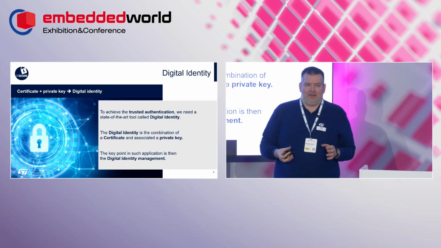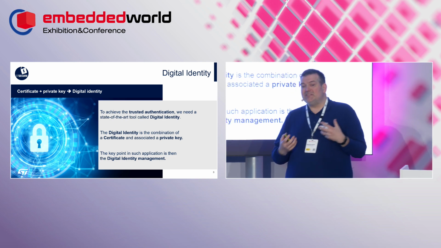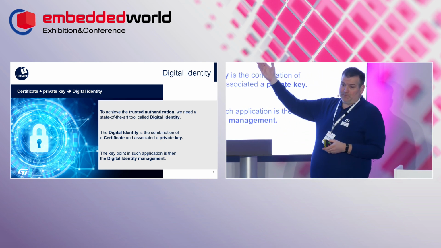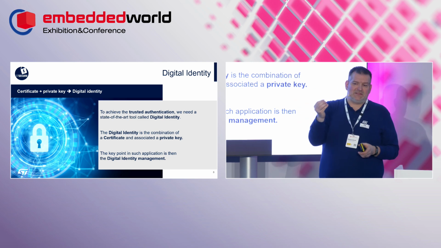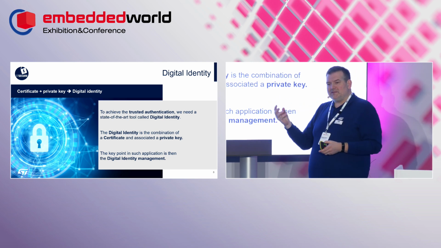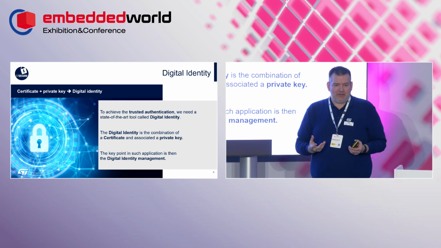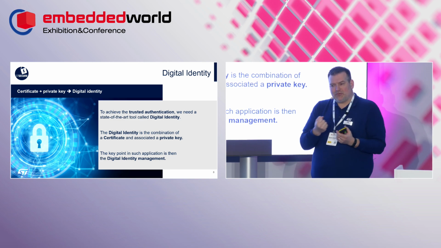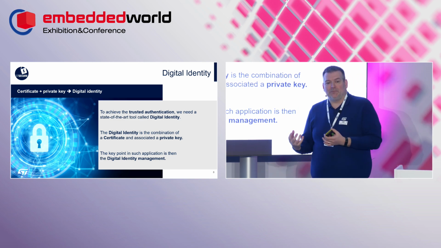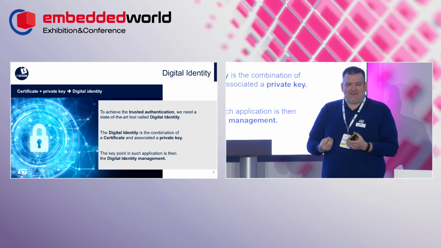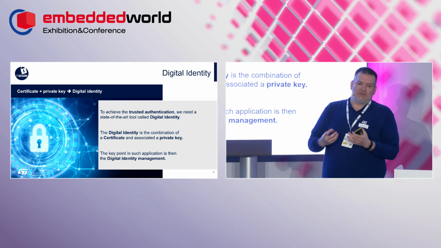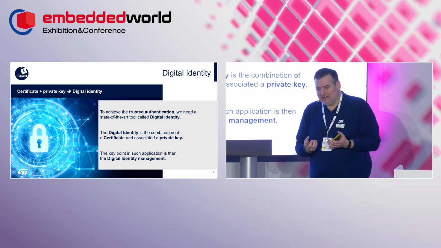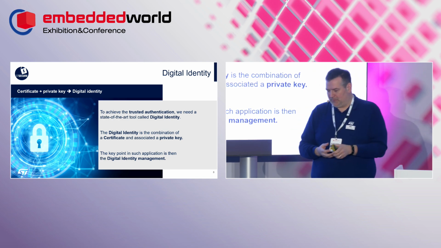So here, what I want to present is the digital identity of an object. What is a digital identity? It's a certificate and the associated private key. Because we have seen that to do an authentication, we need to challenge the object. So we need to generate a signature with the private key, and we need the certificate to verify the signature. And then thanks to the certificate chain, we can trust one certificate in order to say, okay, this is a genuine object.